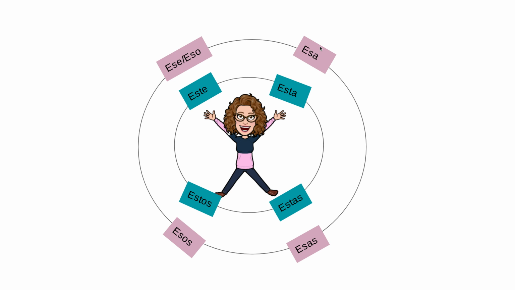I have esa, which is feminine and singular. Esa camisa, for example. Then down here I have esos, which is masculine and plural. Esos zapatos. And I have esas, which is feminine and plural. I could say esas gafas. Let's take a look at a couple of these in some sentences, and we'll clarify what they mean.